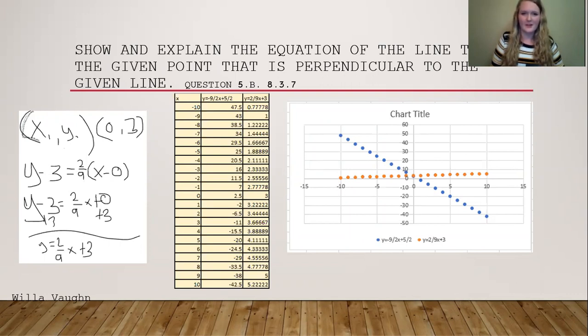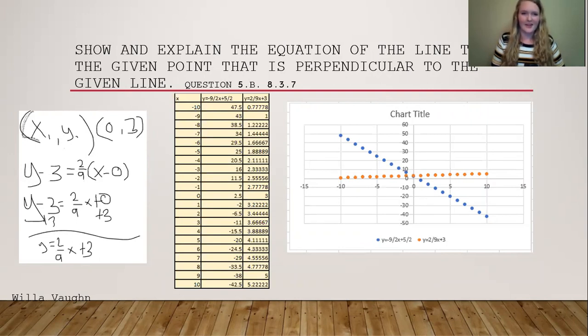All right, so here is a perpendicular line to our normal line. And you can see our normal line in this case is y equals -9 over 2x plus 5 over 2. To get our perpendicular line, we need to use the reciprocal slope of our original line. And the reciprocal is basically the opposite. So for -9 over 2, the opposite would be 2 over 9.